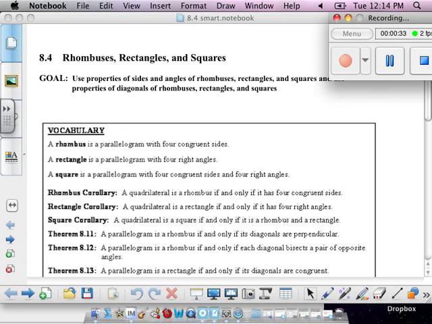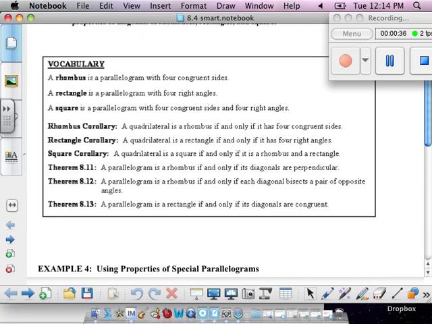Okay, rhombus corollary. A quadrilateral is a rhombus if and only if it has 4 congruent sides. A rectangle corollary: a quadrilateral is a rectangle if and only if it has 4 right angles. A quadrilateral is a square if and only if it is both a rhombus and a rectangle.